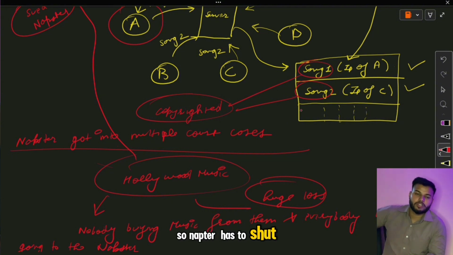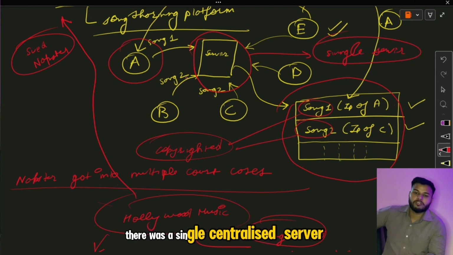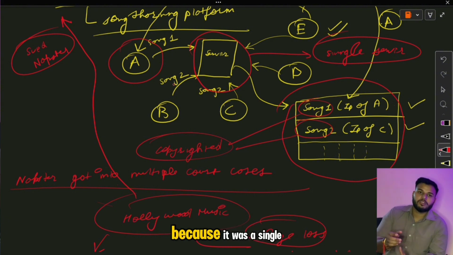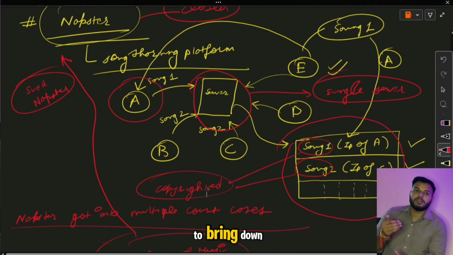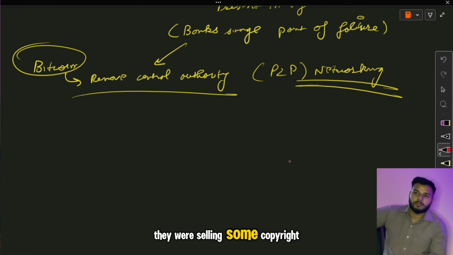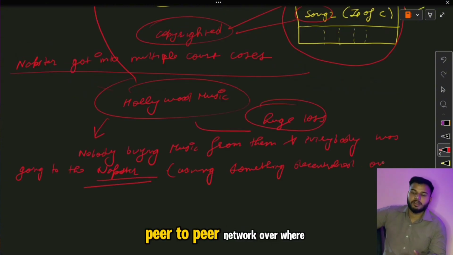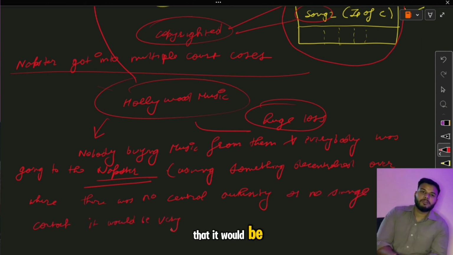So Napster had to shut down because they were selling copyrighted content. The main weak point of Napster was that there was a single centralized server where everyone went to enter their details and mention what songs they had. With a single centralized server, it was easy to bring down Napster. If this information had been decentralized, it would have been very difficult to bring down Napster. Even though they were doing something unethical, selling copyrighted content, that is not a part of it. But if they had used something decentralized like a peer-to-peer network, where there is no central authority or single point of contact, then it would have been very difficult to shut down Napster.